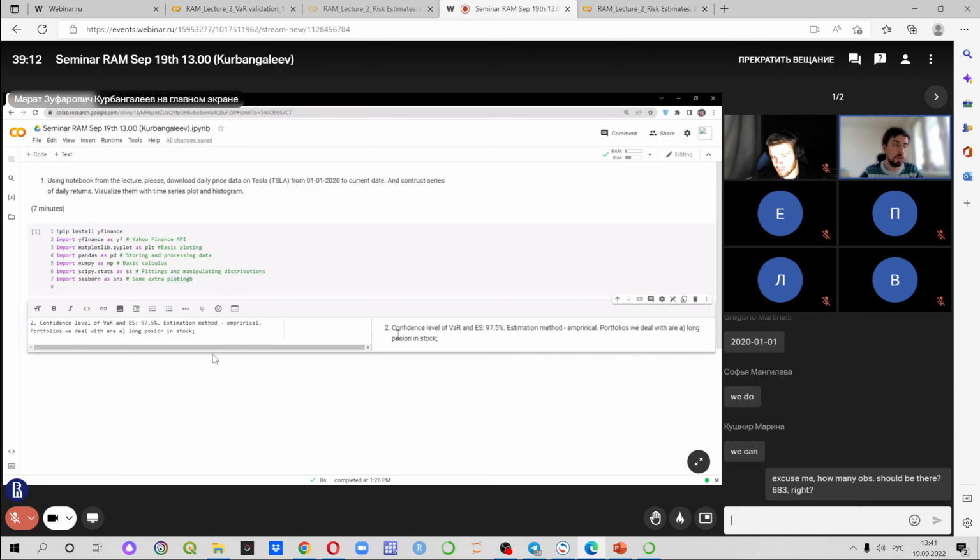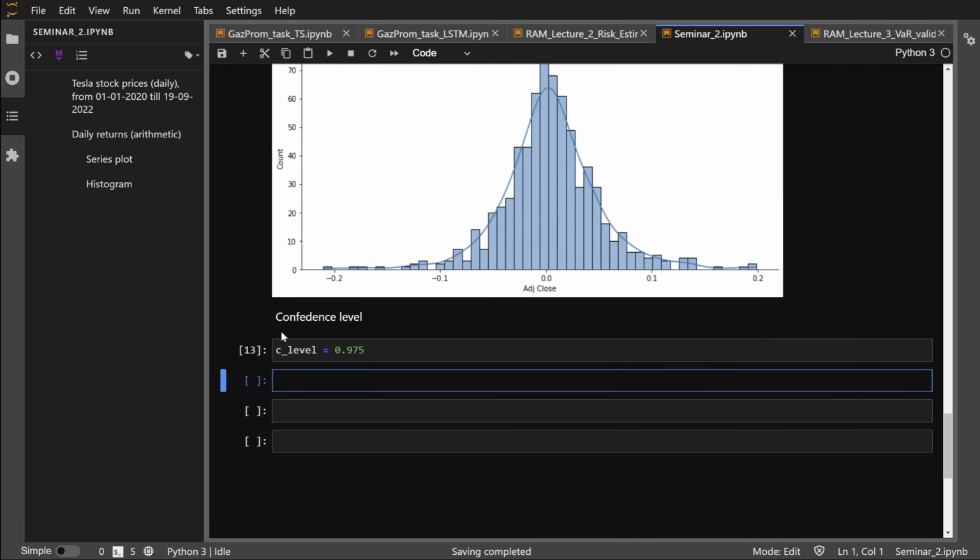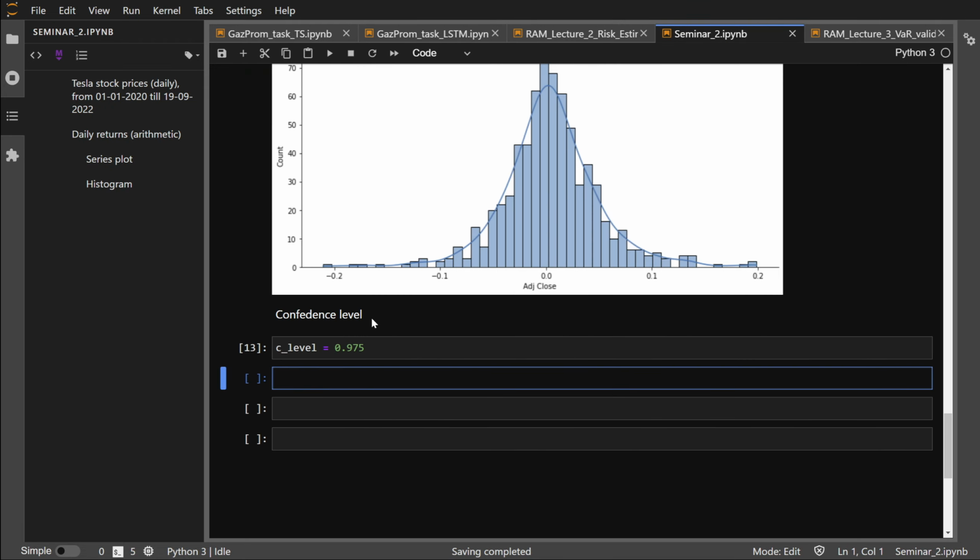For those who don't know, the long position is just buying stock. So you gain when the price goes up and you lose when prices go down. So when the value of the position falls, all right? Another option is going short on stock.